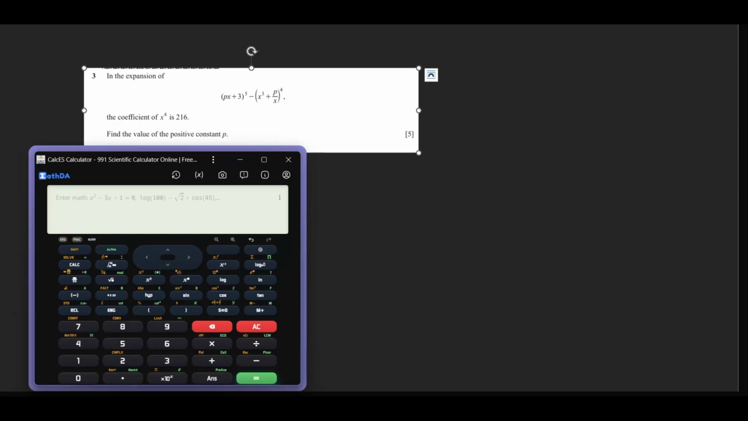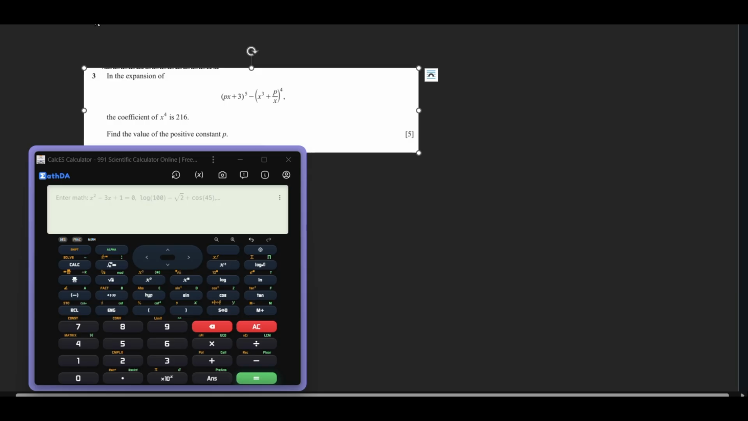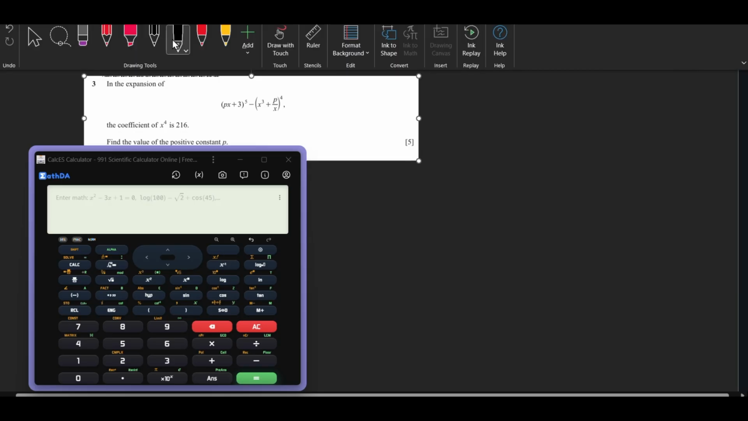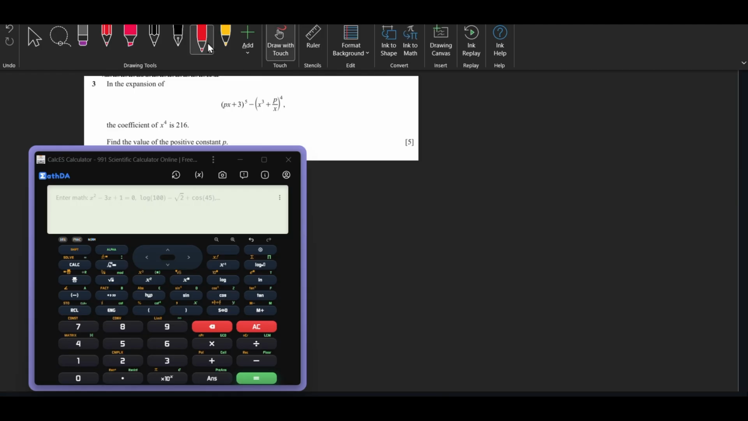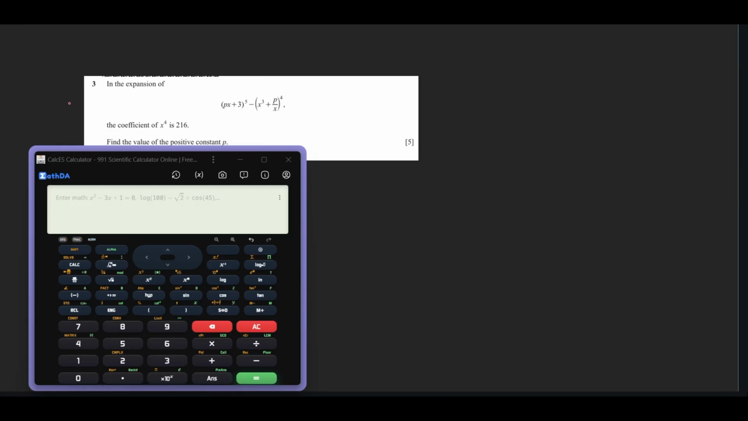All right. So here now we look at the third question, question number 3, October, November, P1. This is a binomial expansion question that requires you to figure out how to find the coefficient of x to the power 4 after you've expanded the two chunks. In the expansion, the coefficient of x to the power 4 is 216. Find the value of the positive constant p.